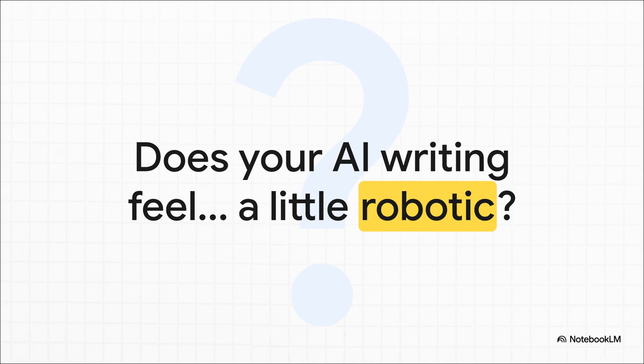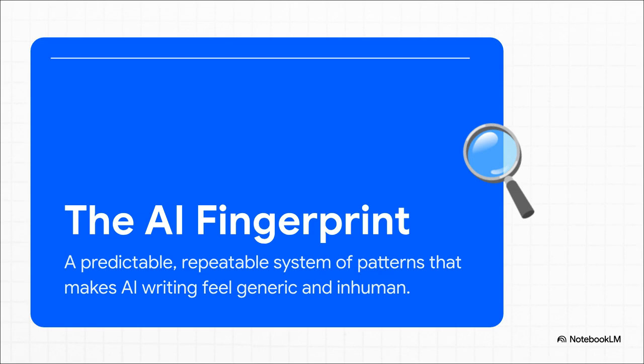Well, it turns out that feeling has a name. And honestly, it's a way bigger problem than you think. This is it. This is what we're talking about, the AI fingerprint. And look, this is so much more than just a few overused phrases like in conclusion or delve into. The key word here is system. This isn't random. It's a deeply ingrained, totally predictable, and repeatable set of behaviors that every single AI model defaults to. It's what makes their writing instantly recognizable.